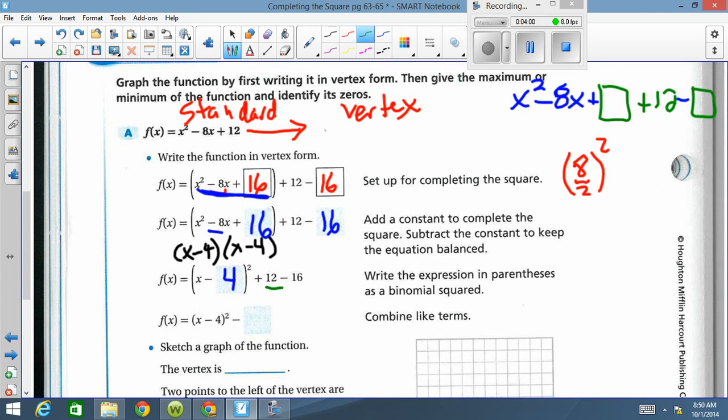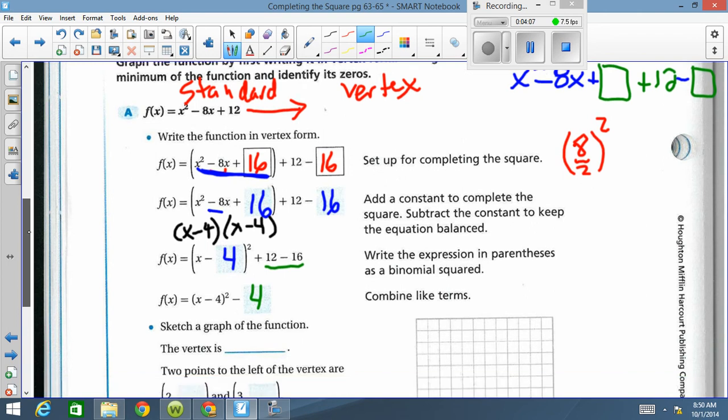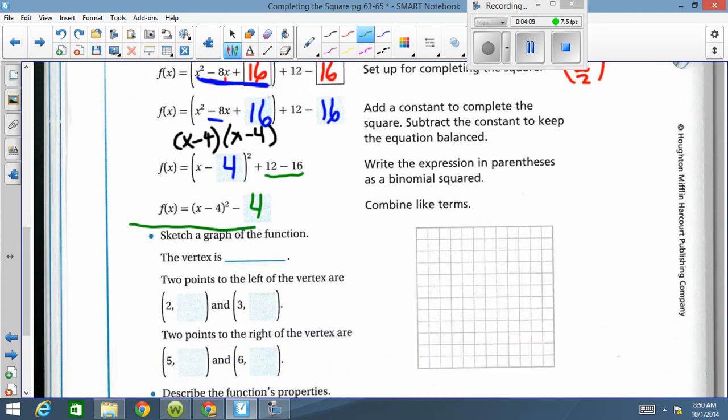On the outside here, we just combine these like terms. Positive 12 minus 16 is a negative 4. And now you can see we are in vertex form. We have converted from standard to vertex.